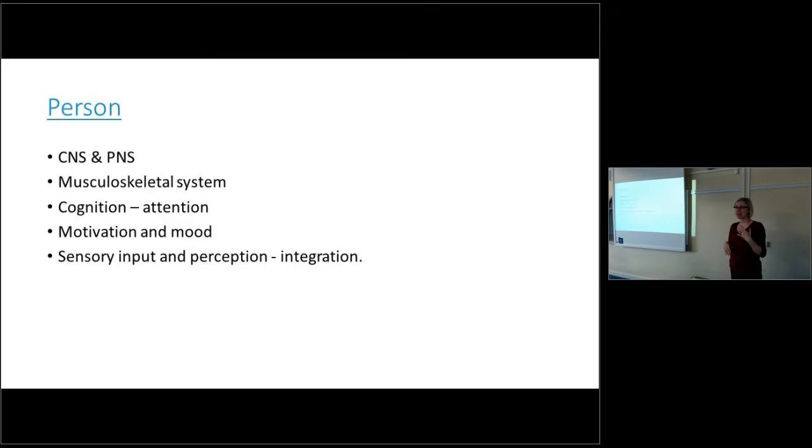Cognition, we talked a bit briefly last week about the role of cognition and movement. So they're related, you need to be able to attend to what you're doing, and we know that if people have severely impaired cognition, it impacts on their motor control. So their movements are likely to be slower, less efficient, they may be more clumsy. So cognition is an important part of movement. I think sometimes we kind of forget about that, really.